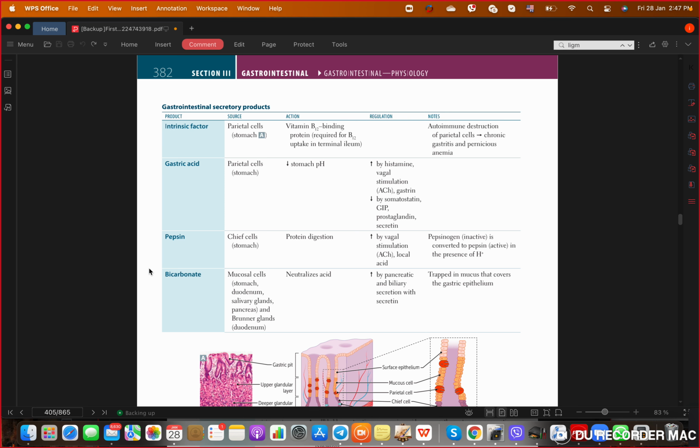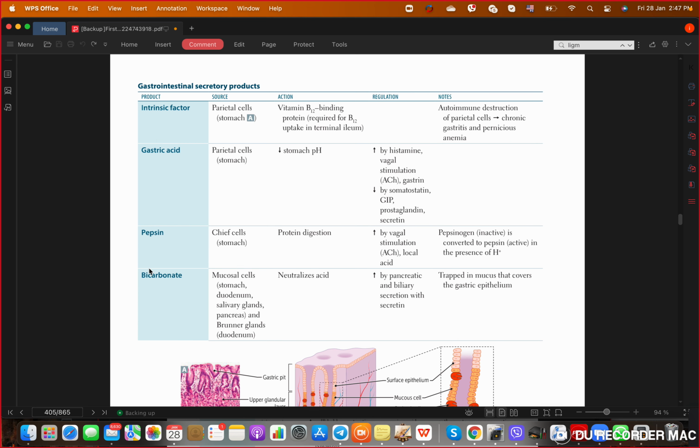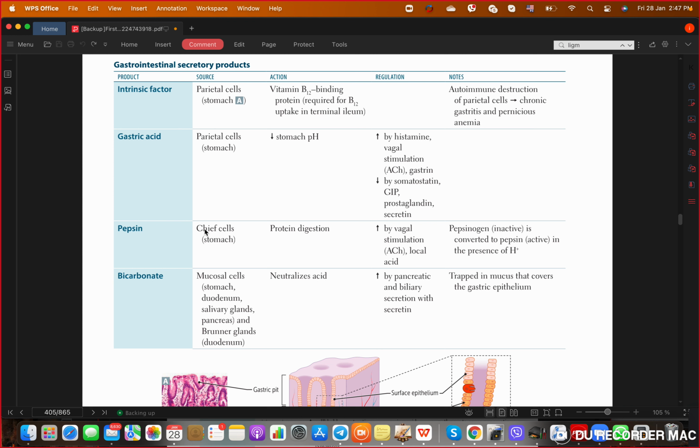So let's take a look here. We have pepsin. Regarding pepsin, tell me what is the color of the cell it's produced in? Blue, doc. What is it called? Chief cells. Is it located deep or higher in the gland? It's deep, doc. And what is the function of pepsin? The function of pepsin is to digest proteins, doc.